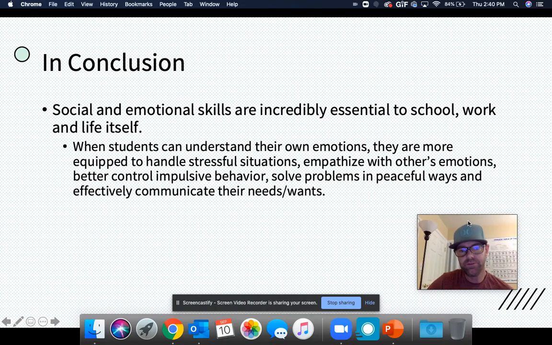So in conclusion, social emotional skills are incredibly essential to school, work, and life itself. When students can understand their own emotions, they are more equipped to handle stressful situations, empathize with others' emotions, better control impulsive behavior, solve problems in peaceful ways, and effectively communicate their needs and wants.